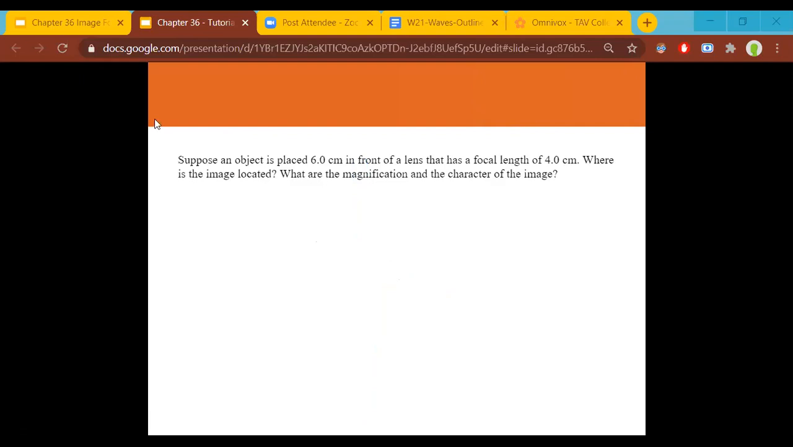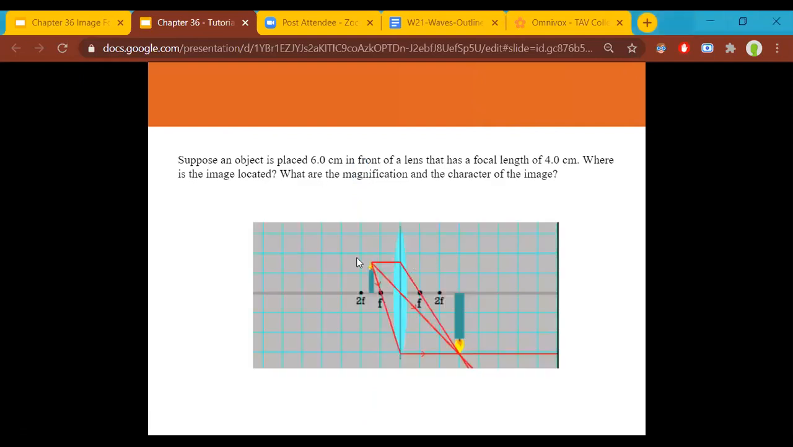I also went ahead and took a drawing from an applet, which I sent to you in the last tutorial. So you can always use the applet to have an idea what the ray diagram should look like. And this is exactly the situation that's happening in this example.